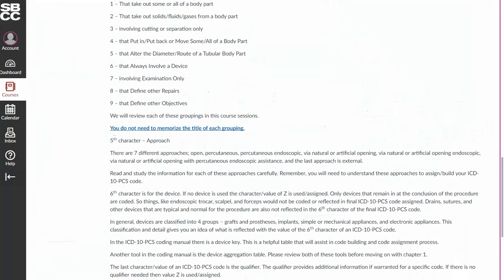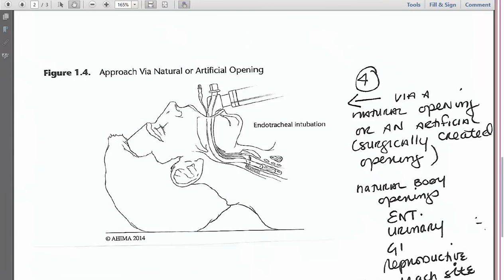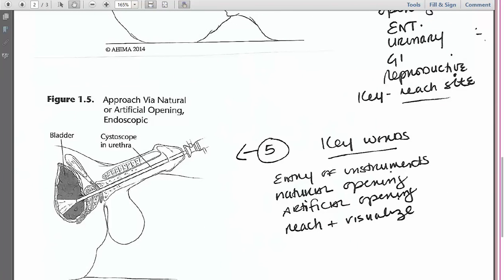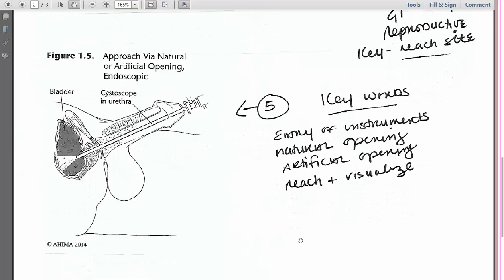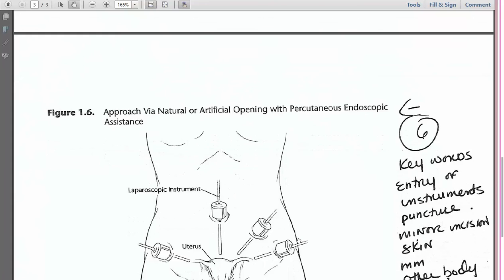However, in the next surgical approach, which is via a natural or artificial opening endoscopic, the use of an endoscopic device is required to reach and then visualize, in this case, the bladder of the patient. So this one, again, the word endoscopic is required, or an endoscopic device.